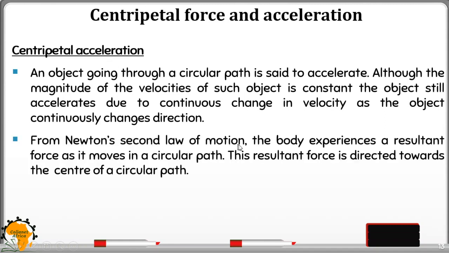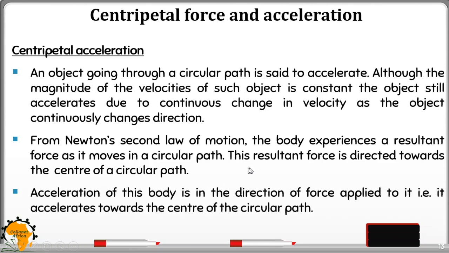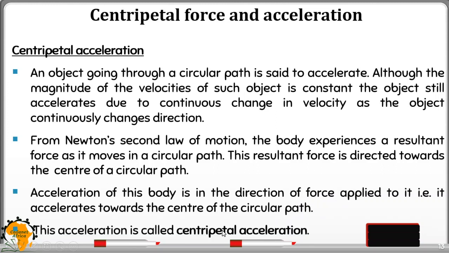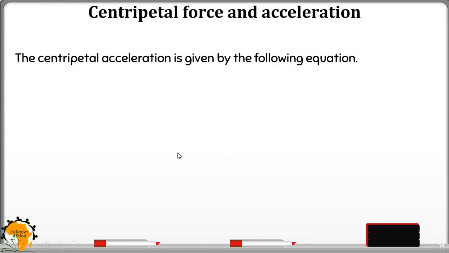From Newton's second law, when bodies are moving in a circular path, they have a resultant force that is directed towards the center of the circular path, and that force is what we call the centripetal force. But this acceleration again is directed towards the center of that circular path, and that acceleration is what we are calling centripetal acceleration. Then we look at the formula for centripetal acceleration.